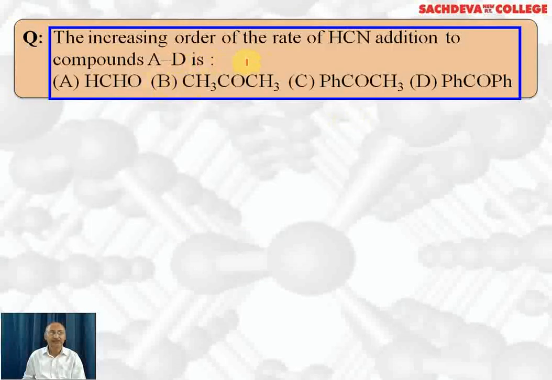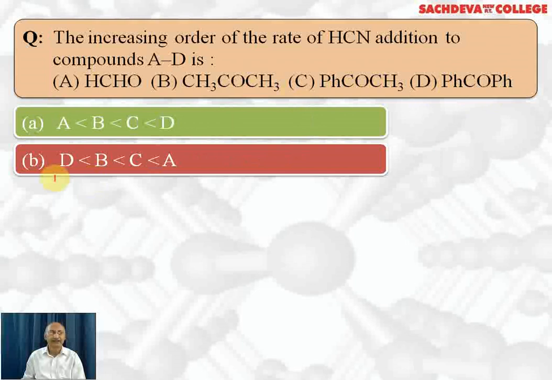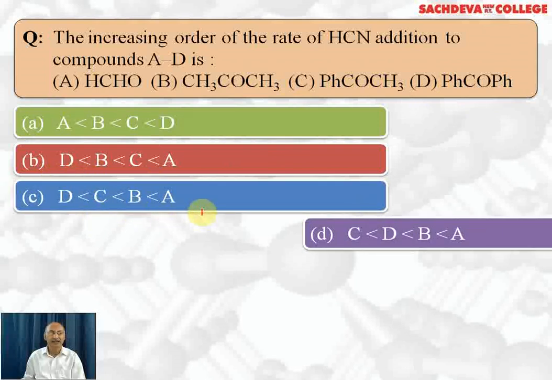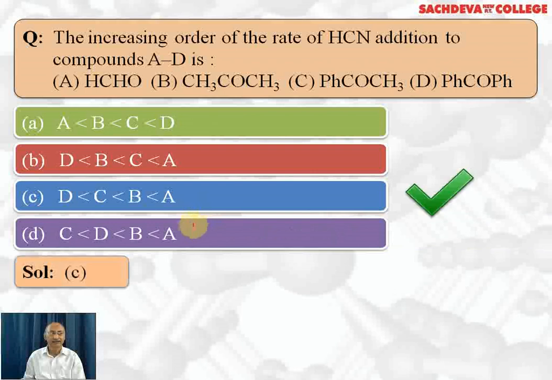Next question, the increasing order of the rate of HCN addition to the compound A to D are. Most reactive is formaldehyde. Second most reactive is acetone. Third most reactive is acetophenone. Least reactive is benzophenone. D is least reactive, then is C, then we have B, and then we have A. So the correct answer is C part.